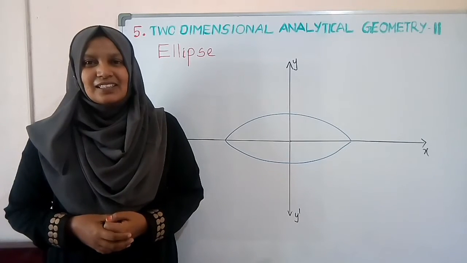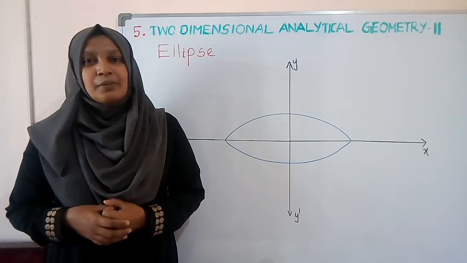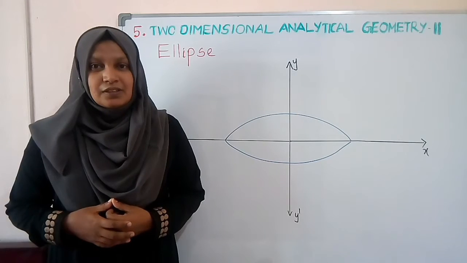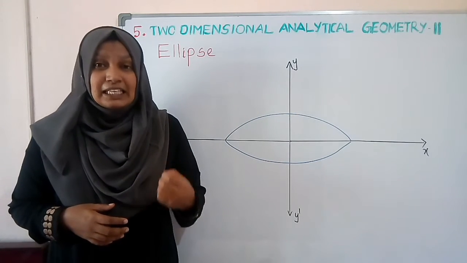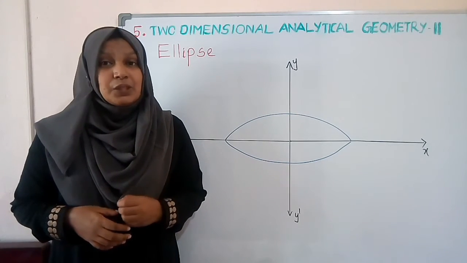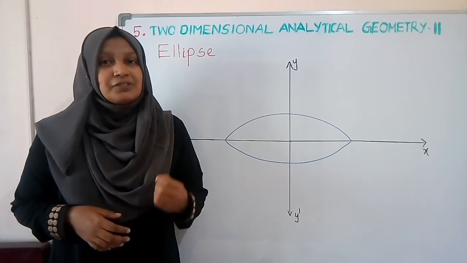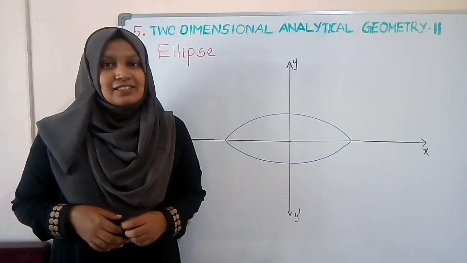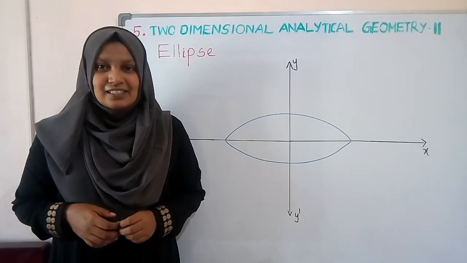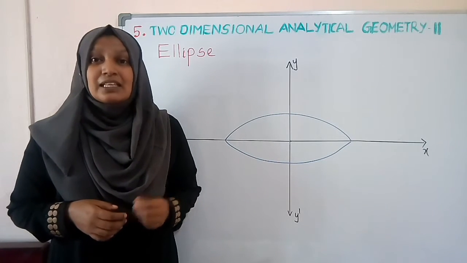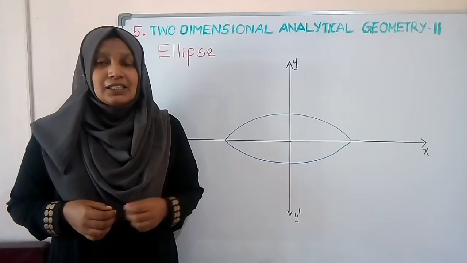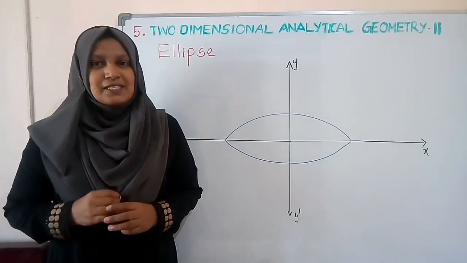Hello students. In our last class, we learned about the parabola. We learned how to find the equation, and from the equation, we found the vertex, focus, latus rectum and directrix. And our today's topic is ellipse. We are going to learn the standard form of ellipse.